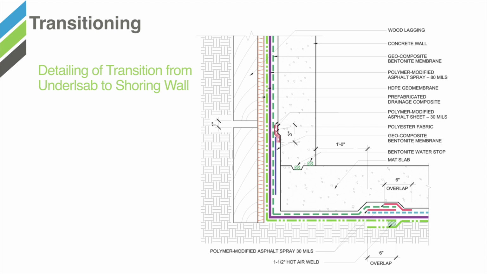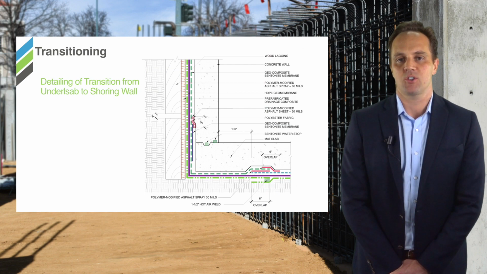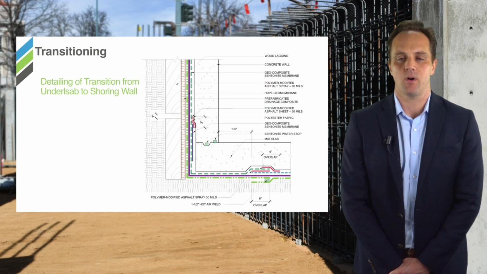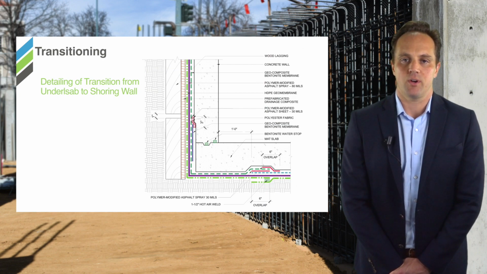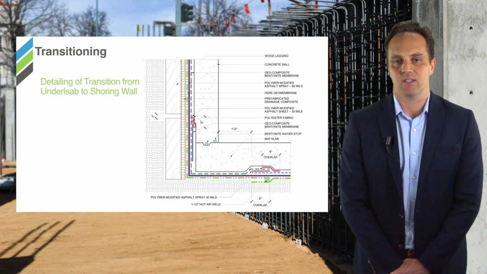You'll notice that the underslab membrane continues up the vertical face of the wall. The prevalence of shotcrete makes this transition detail very difficult. It is very important that proper consolidation occurs along the base of the foundation wall to remove any pockets or voids that may compromise the waterproofing system.